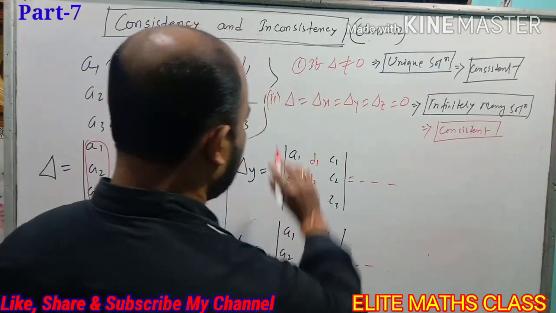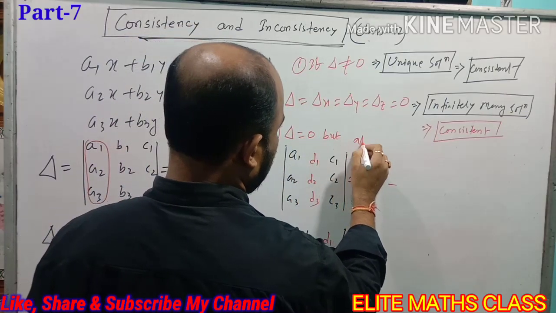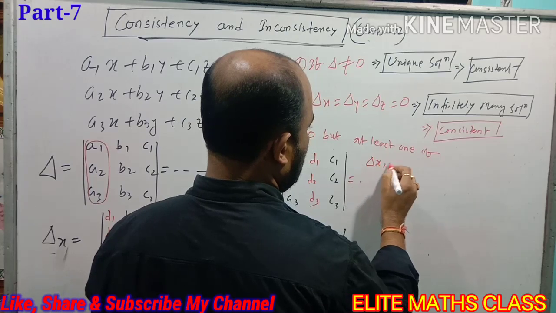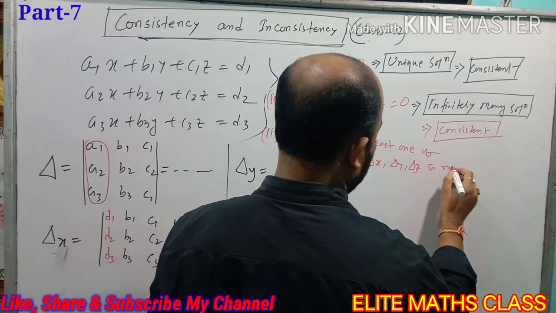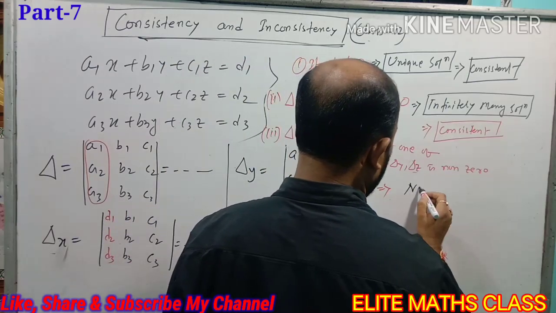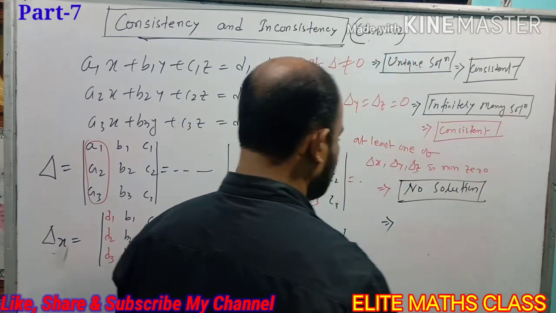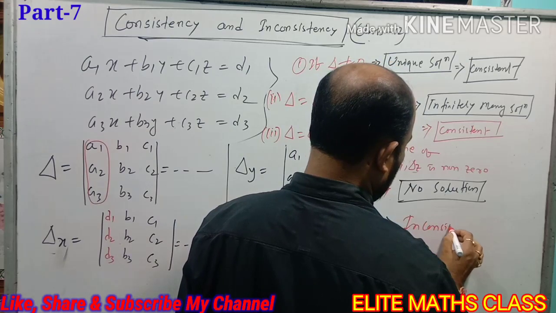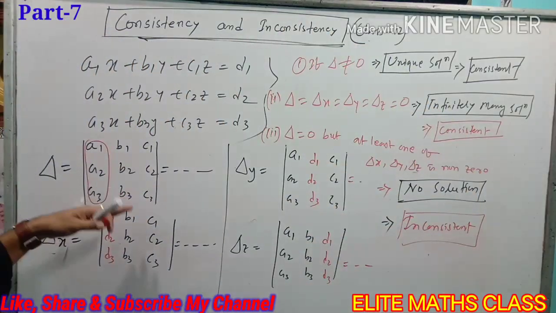And the third case, as in the previous one: del is 0 but at least one of del x, del y, del z is non-zero. In this case the system will have no solution. As there is no solution, the system is inconsistent. All the cases are the same as for a system of two variables.